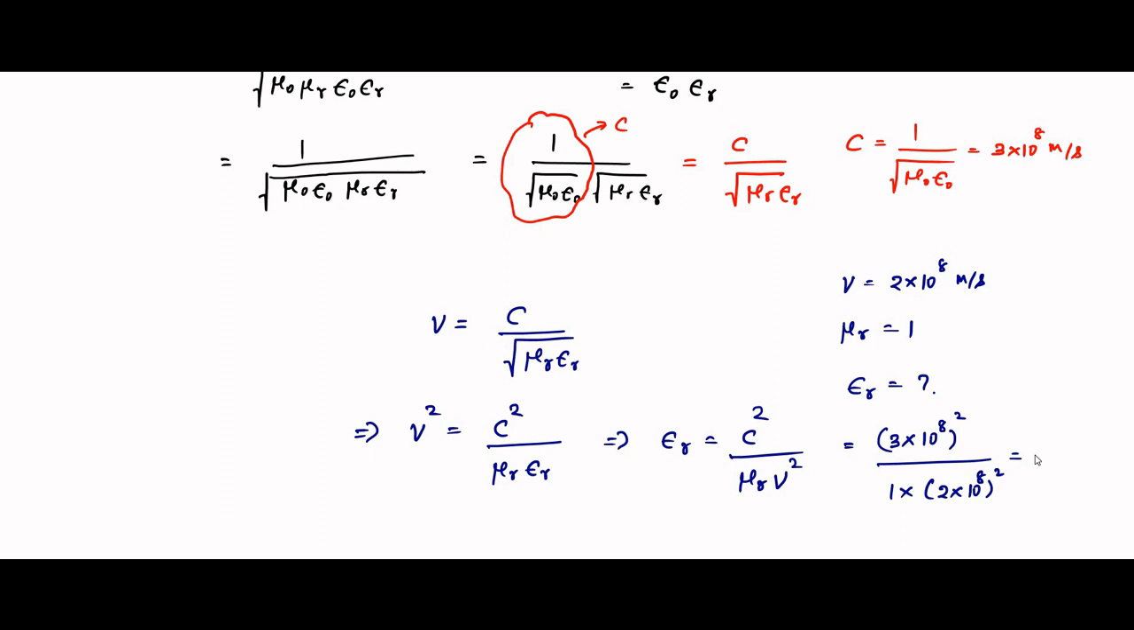If we calculate, it is coming around 2.25. So this is the relative permittivity which is asked, 2.25. Okay, this is the result.